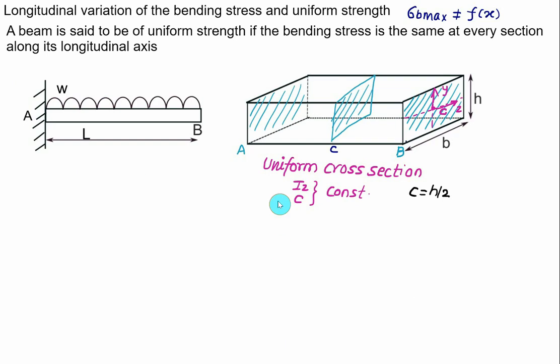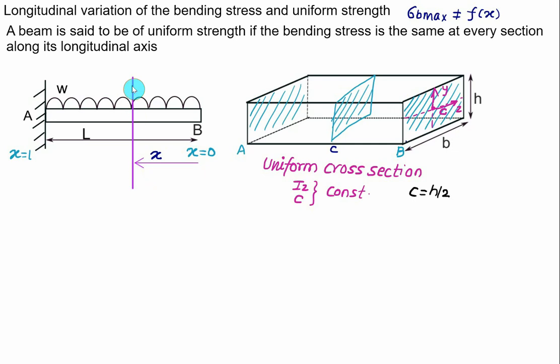Now consider again the same rectangular section, but we have changed the beam, and this time we have a cantilever beam subjected to a uniformly distributed load. We are interested to know how the value of bending stress will change along the longitudinal axis. For this, we'll set up our axis system. At B, x is equal to 0. At A, x is equal to L. And we'll consider one section at a distance x from the free end.